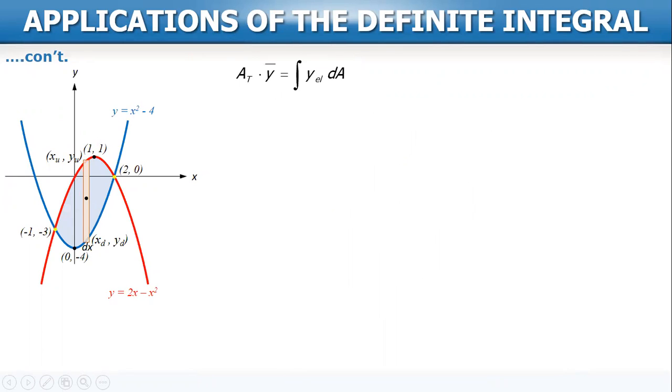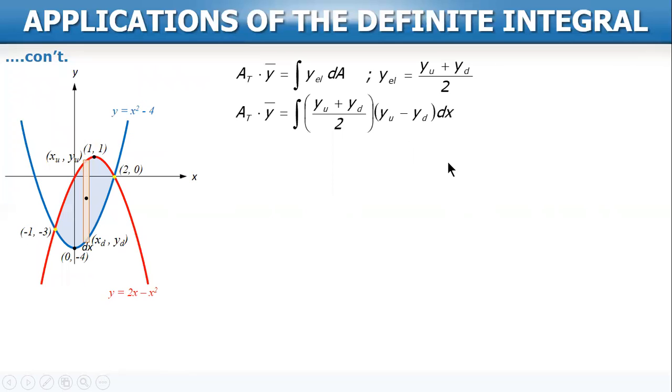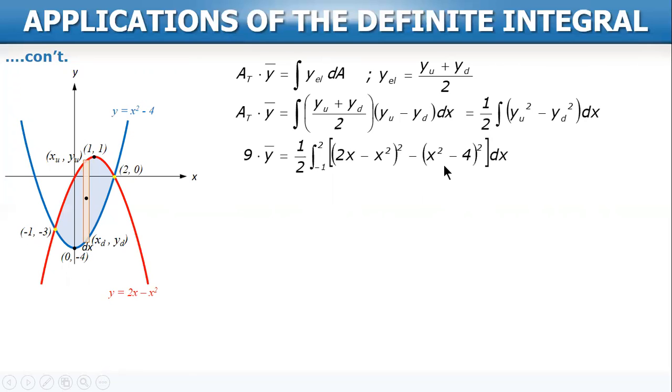Next is for y bar. And for a vertical strip, y sub EL is average. Y up plus y down over 2. This one. And you multiply, the result will be difference of two squares. Okay, this one. We put 1/2 before the integral and then ang resultant is this one. Y up squared minus y down squared. Okay. So this is y up squared minus y down squared.